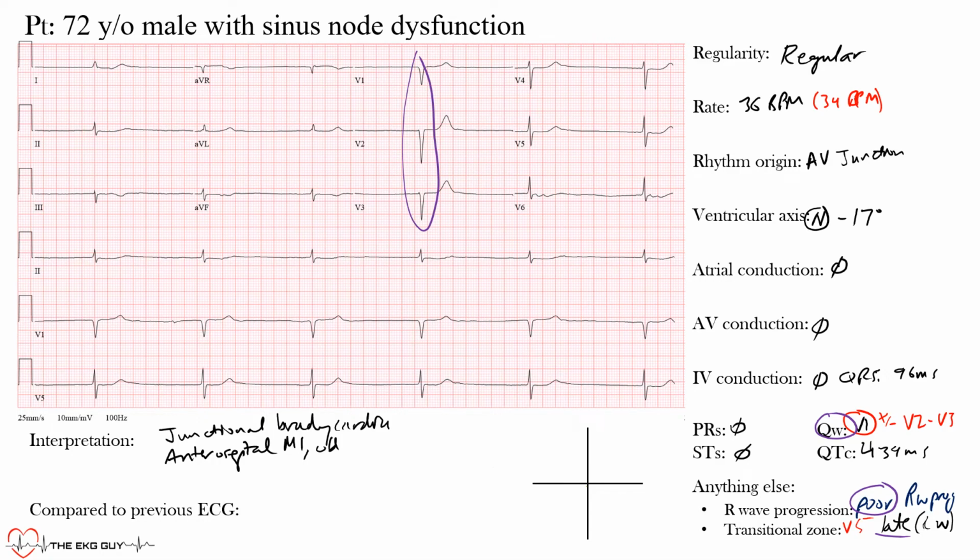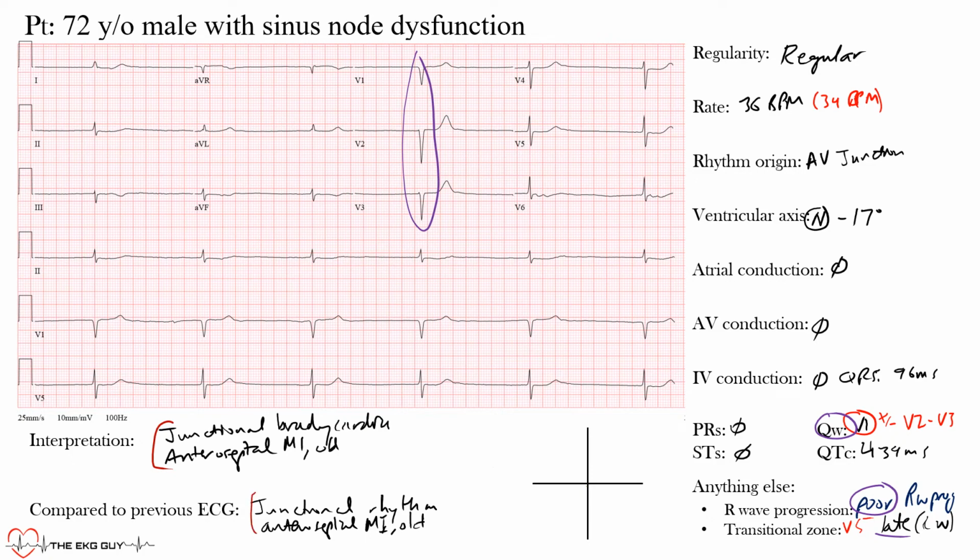Now we always want to compare to a prior EKG, and one thing to note on the prior one, it did show the anteroseptal MI, and it actually showed a junctional rhythm. So junctional rhythm on the other one, and it also showed the anteroseptal MI, which was likely suggesting an old one. Okay, so these are the new interpretation, these are the prior one.